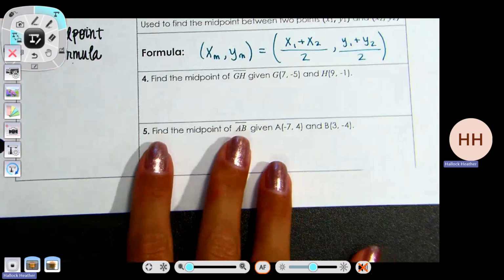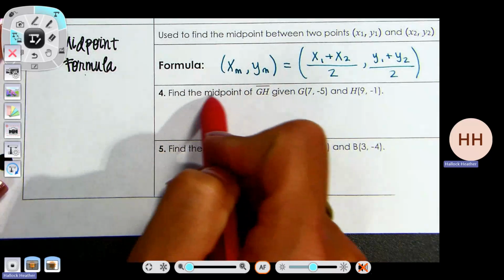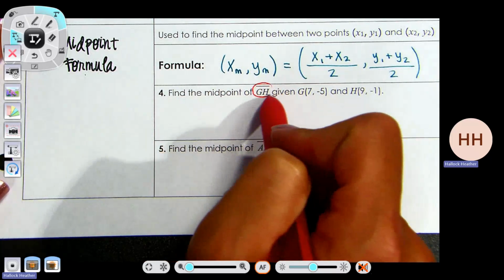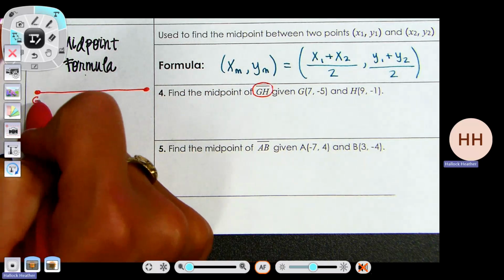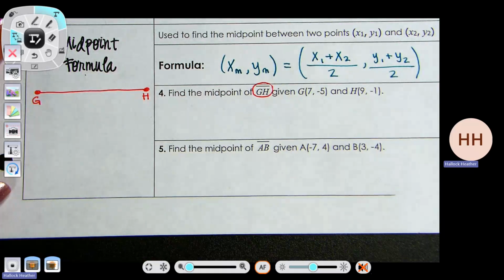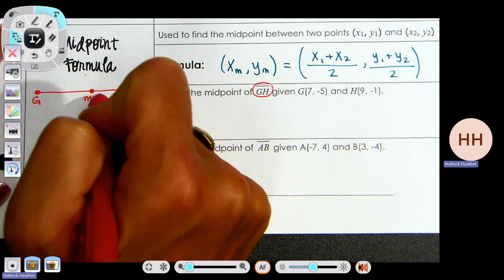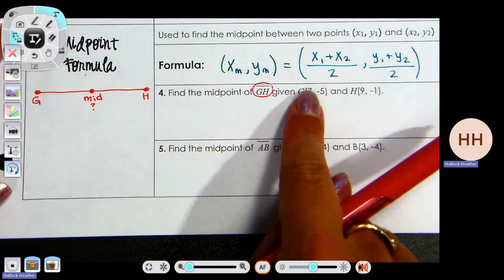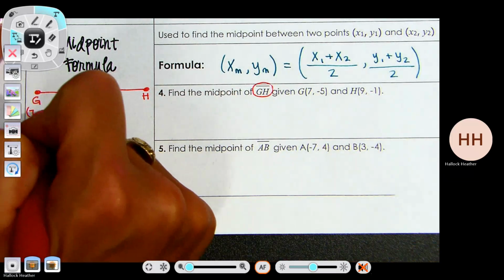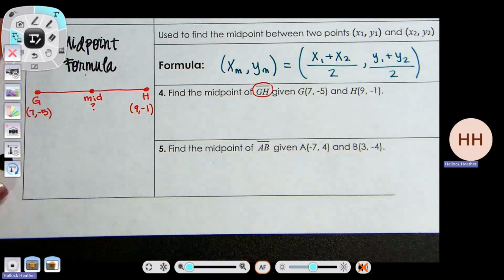So we're going to start by drawing a picture off to the side. For number 4, it says find the midpoint of GH. GH is my segment, so I'm going to draw a line. I have G and I have H because those are my ends. I need to find the midpoint, so in the middle, this is my mid. That's what I'm trying to find. And then I'm going to put my coordinates on my picture. G is 7, -5. H is 9, -1.